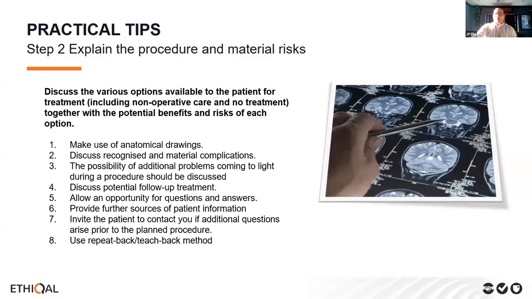So as I mentioned, use anatomical drawings, attach that to the consent form, discuss, and recognize material complications. Consent should be obtained for treatment of any specific problems that may emerge during the surgery. So for example, unforeseen conditions that may be discovered that may necessitate additional procedures. Also, if a patient has specified that they would rather a procedure didn't go ahead in the event of certain clinical findings, the patient's decision must be recorded and respected.